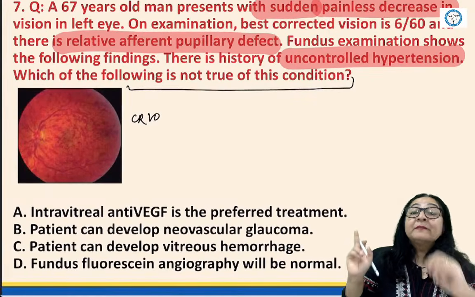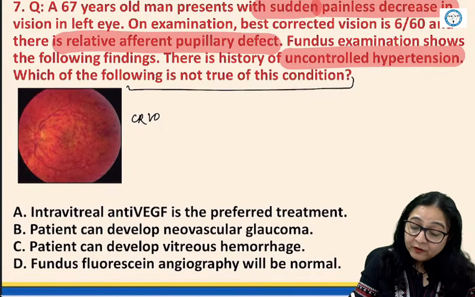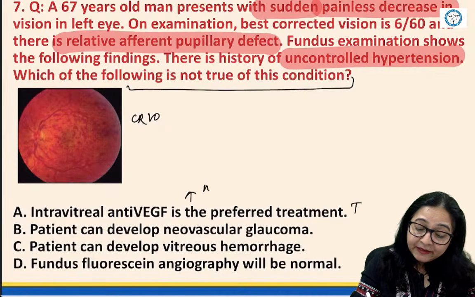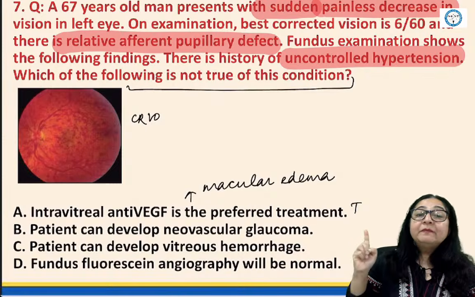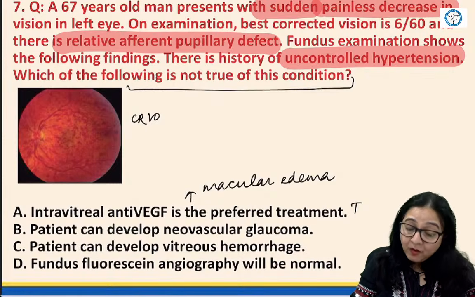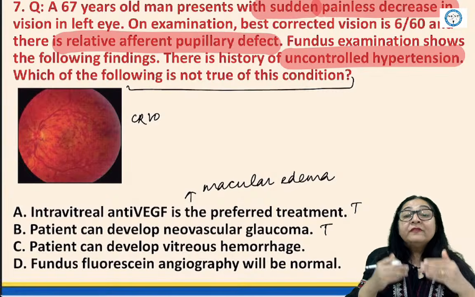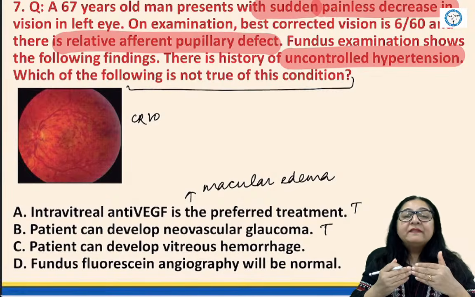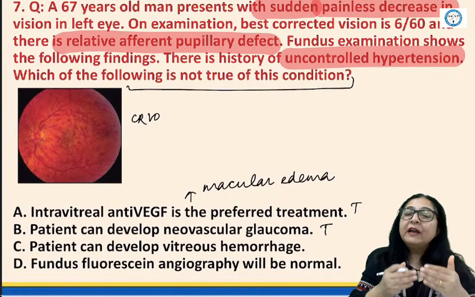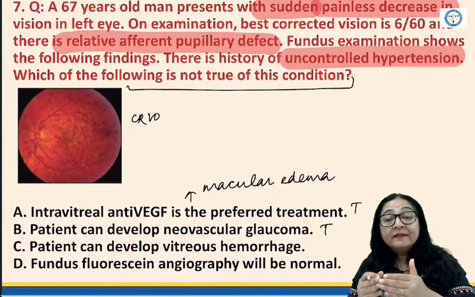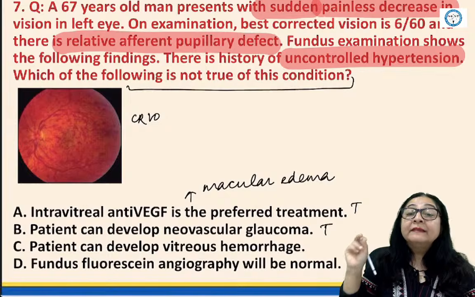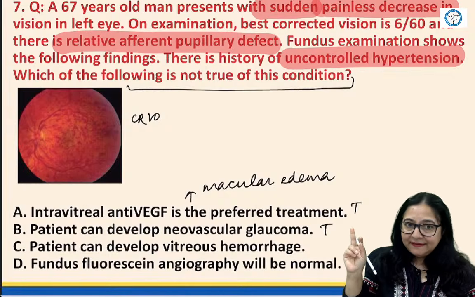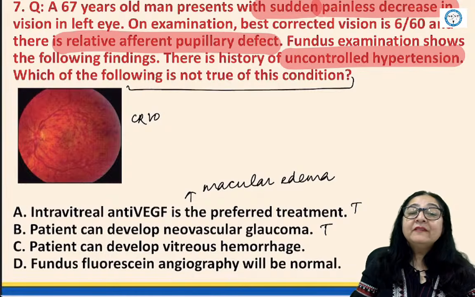Intravitreal anti-VEGF is the preferred treatment. Yes, that's true, because these patients develop macular edema, and to control the macular edema, we give intravitreal anti-VEGF injections. These patients can develop neovascular glaucoma. Again, a true statement. Because of the retinal ischemia, these patients produce more VEGF, and if not treated, that leads to iris neovascularization and neovascular glaucoma, also called 90-day or 100-day glaucoma in these cases.